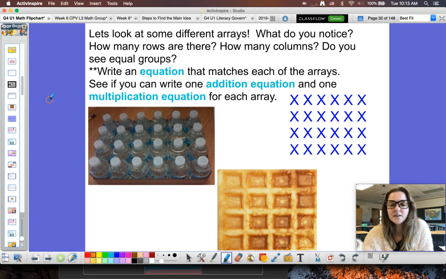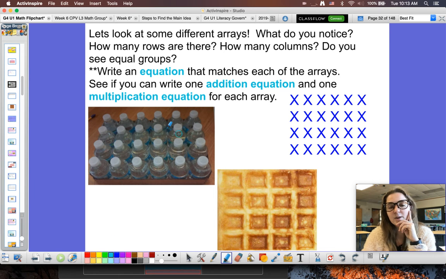So let's look at some different arrays. You can see arrays in literally any place in your life, not just in math class. Take a look at this package of water bottles. That's an array. Or these squares in a waffle. That's also an array. So there's arrays all around you that you can solve. So let's look at these different arrays and then write an equation that matches it. So remember, we're still thinking rows and columns.